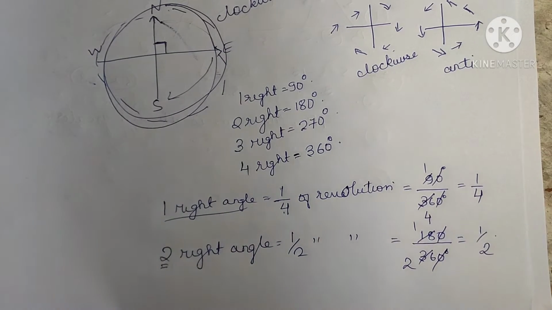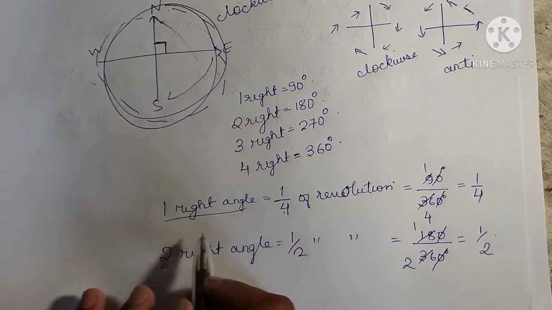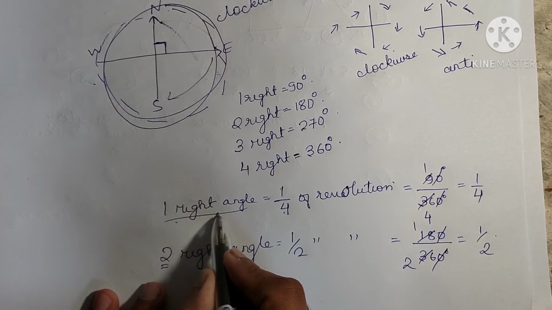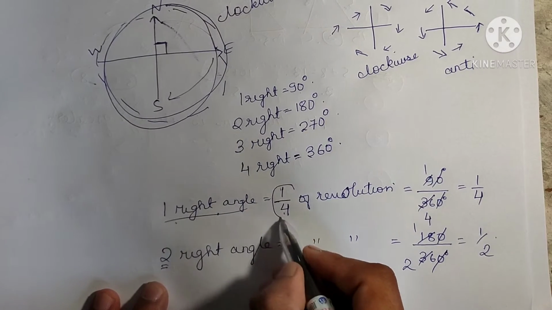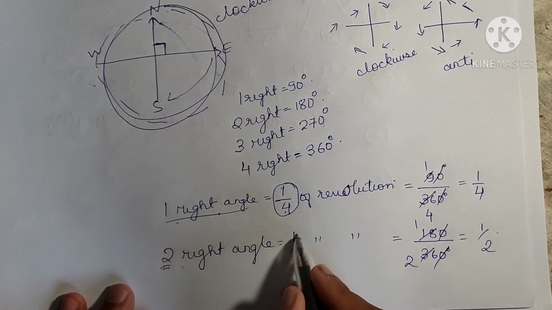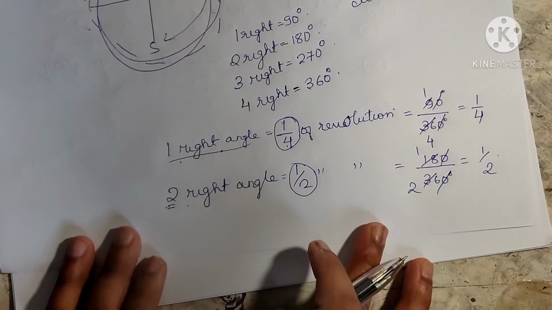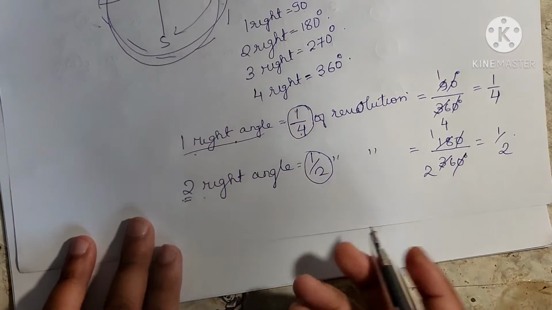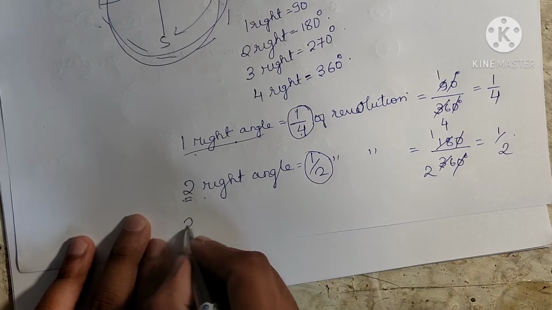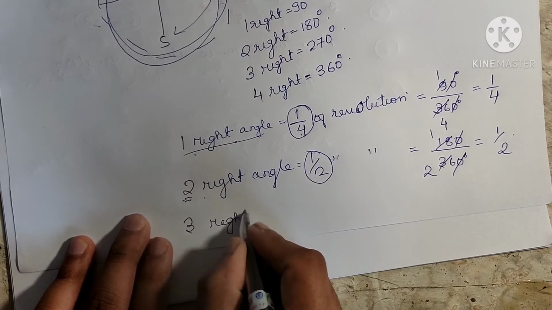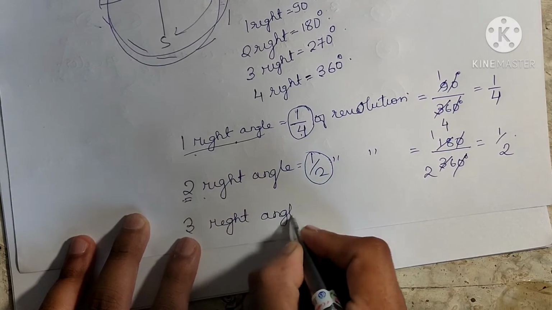Okay, in this way you have to keep in your mind directly: one right angle, if you are told in the equation, directly you have to know 1 by 4. Two right angles, if you are told, 1 by 2. Okay, you have to kind of learn it by heart. And lastly, if you are told three right angles, how will you solve three right angles?